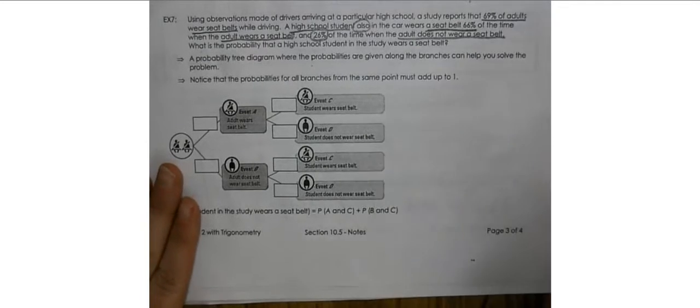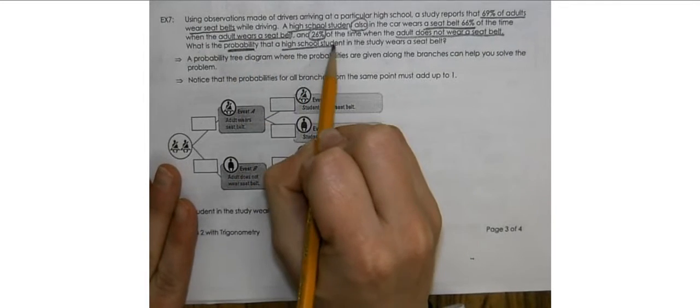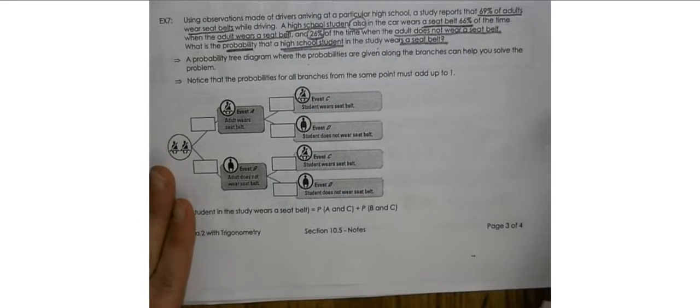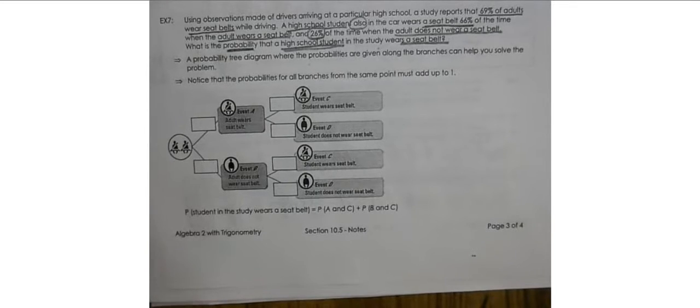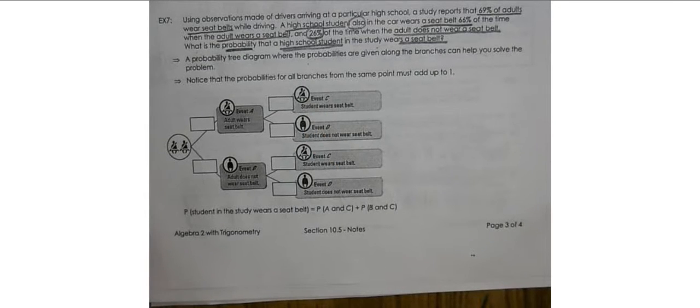We want to figure out what is the probability that a randomly selected high school student in this study wears a seatbelt. So what we can do is create a tree diagram where the probabilities are along the branches, and they can help you to solve this problem. What we know is that whether or not an adult wears a seatbelt has influence on whether or not the student wears a seatbelt. So we know that an adult wears a seatbelt 69% of the time.